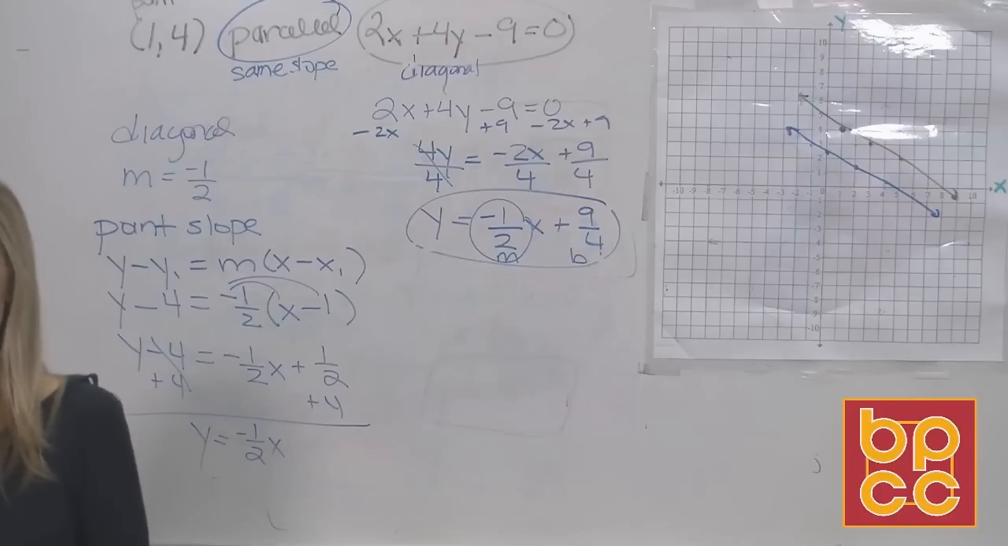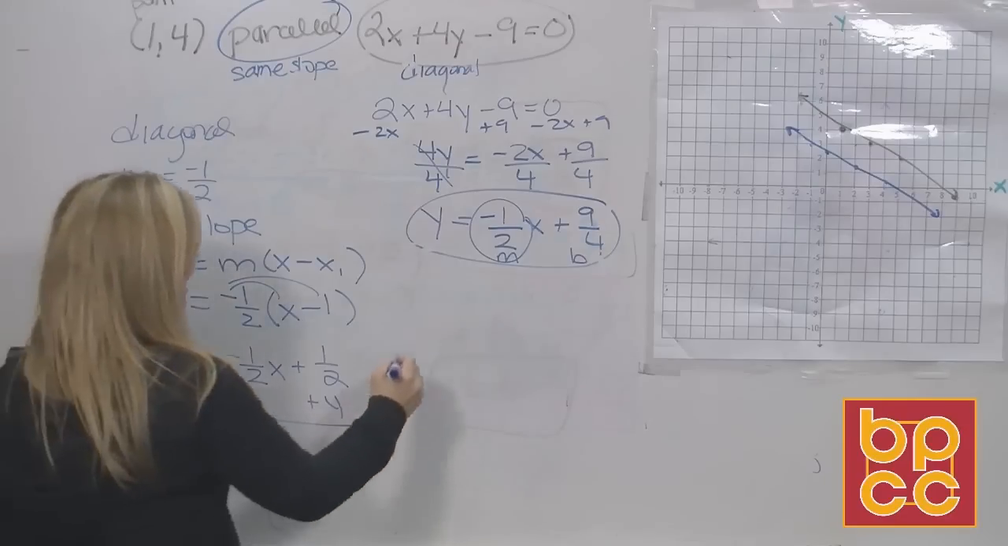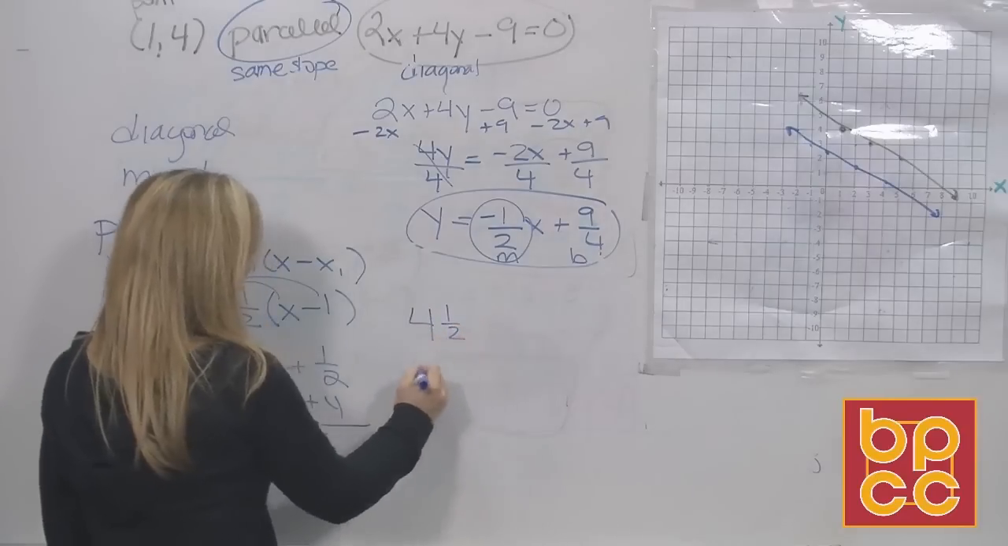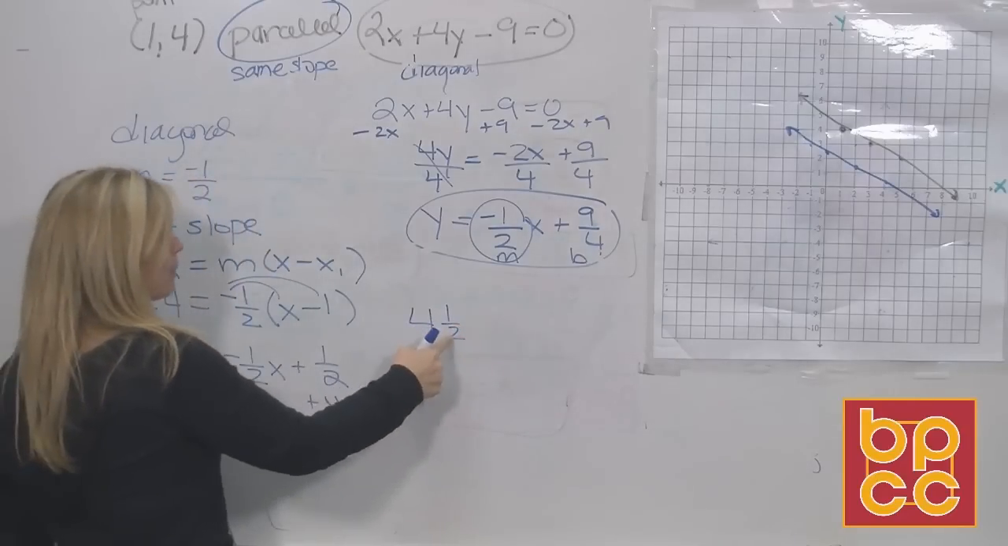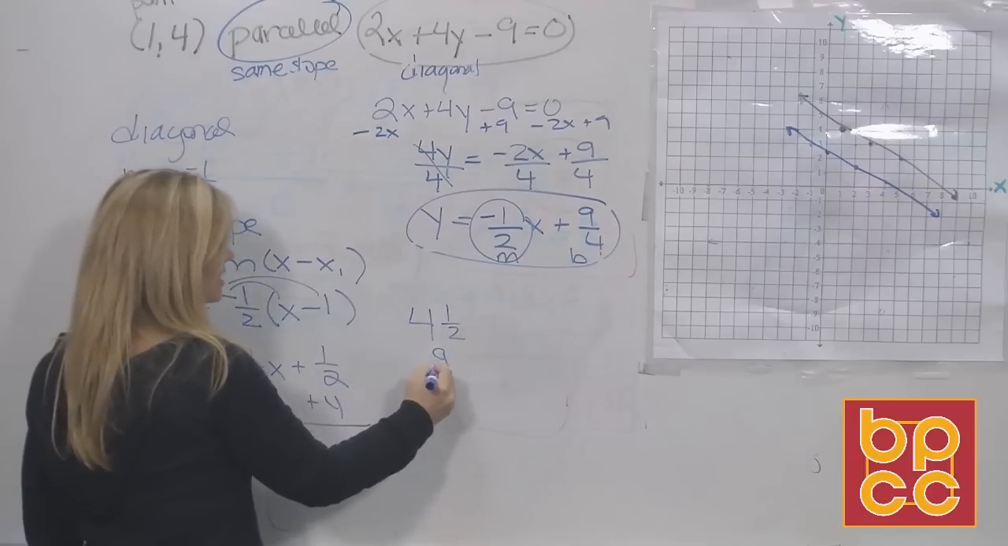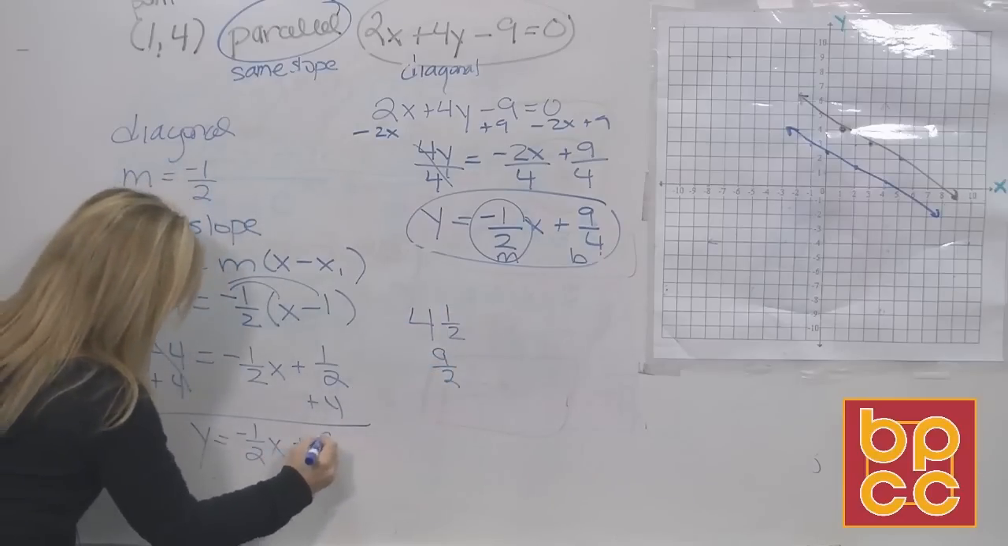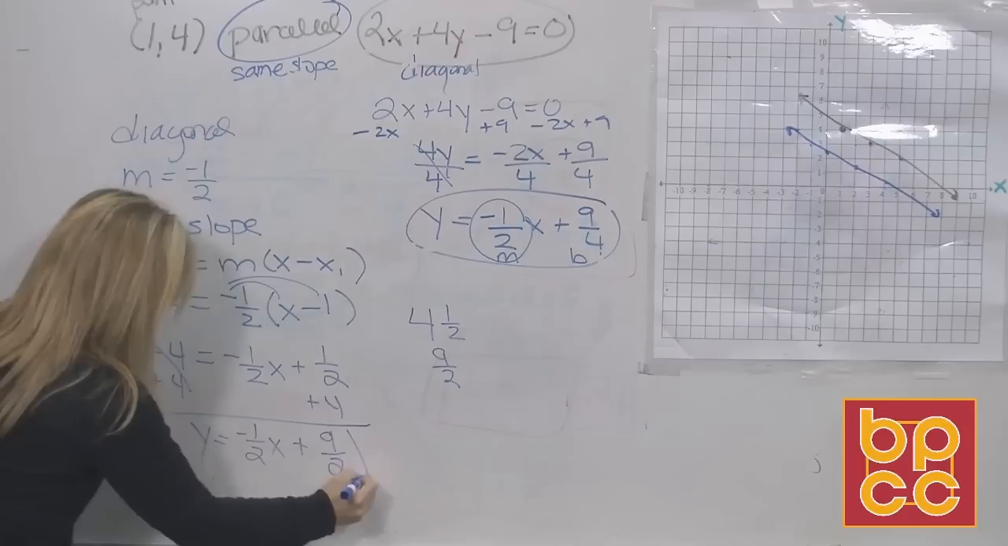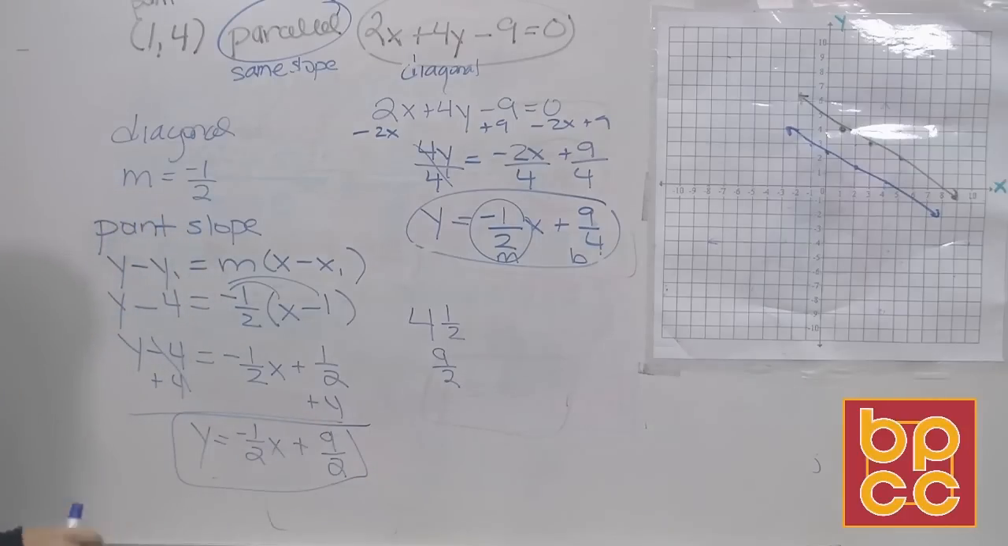Well, 4 1/2 is a mixed number. You cannot write in college math 4 1/2. It's not allowed. You know that could be an improper fraction. 4 times 2 is 8, and 1 is 9. That's 9/2. And that's what your y-intercept would be. That's the equation of the diagonal line.